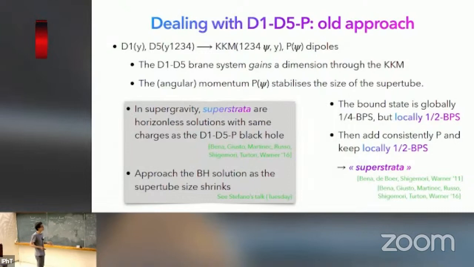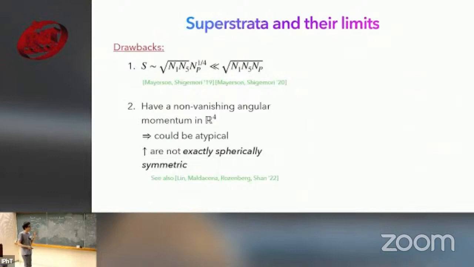All right. However, there are some drawbacks to this approach. The first one is that it has been shown that the entropy of the superstrata is parametrically smaller than that of the black hole. The second one is that because you have this size in the non-compact dimensions, you need an angular momentum to stabilize it, and so there is necessarily a non-vanishing angular momentum in the non-compact dimensions. And so this is a way to understand that there is some kind of atypicality, perhaps, of the microstates. And in particular, the microstates do not have an exact spherical symmetry, at least from the bosonic part.